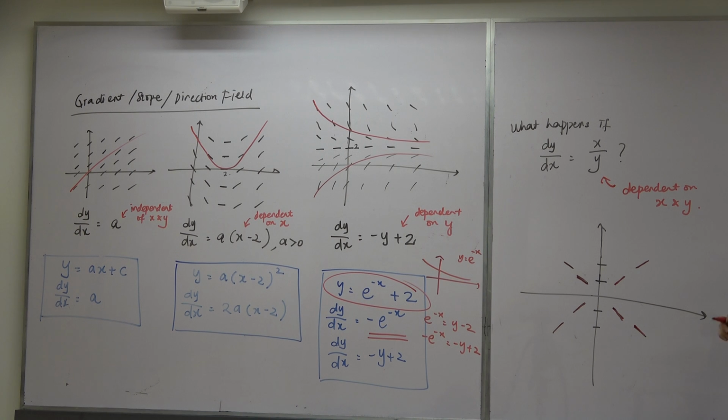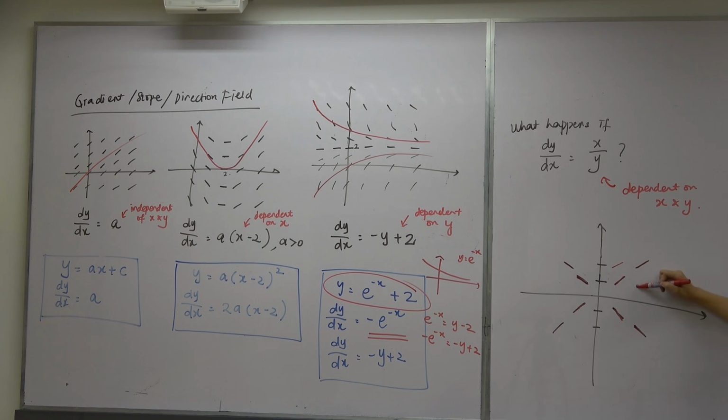So what about other places? Is it sufficient to draw just like that? Of course not. You have to fill up more. So what about this position? This one would give me x equals 1, y equals 2. Am I correct? So you will then get dy over dx equal to half, and half should be less steep than the 1 earlier. So if I were to draw it, I'll be drawing something like that.